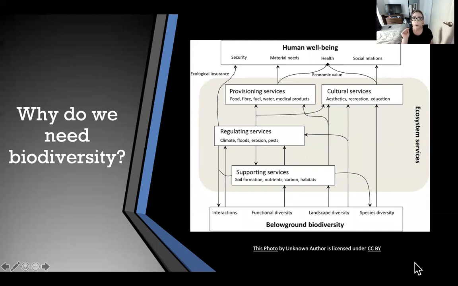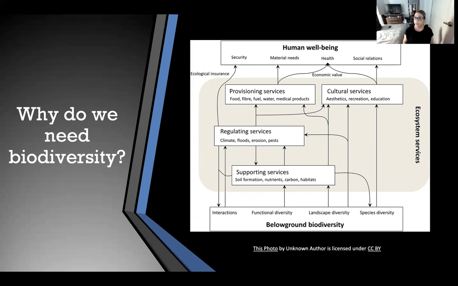So on your learning objective, I told you that I wanted you to provide an example of these different values of biodiversity. So basically, up on top here, we have human well-being. And what that means is we are dependent on biodiversity. So first of all, biodiversity gives us provisioning services. And what that means is things that we can use to live a certain standard of living, right? So food, fuel, water, medicine.